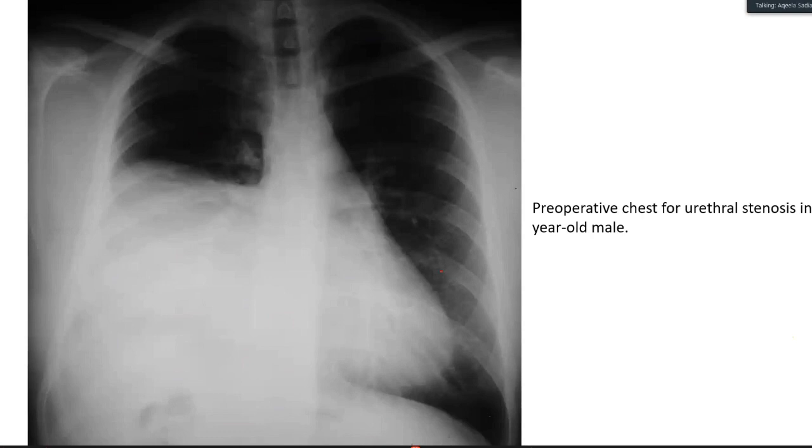As I said, whenever you have a finding, look for the satisfaction of search. Look for other things if you find anything. If you don't, then you come up with the differential list. Now I'm looking at the ribs overlying this opacity. Grossly, I cannot see any rib destruction.